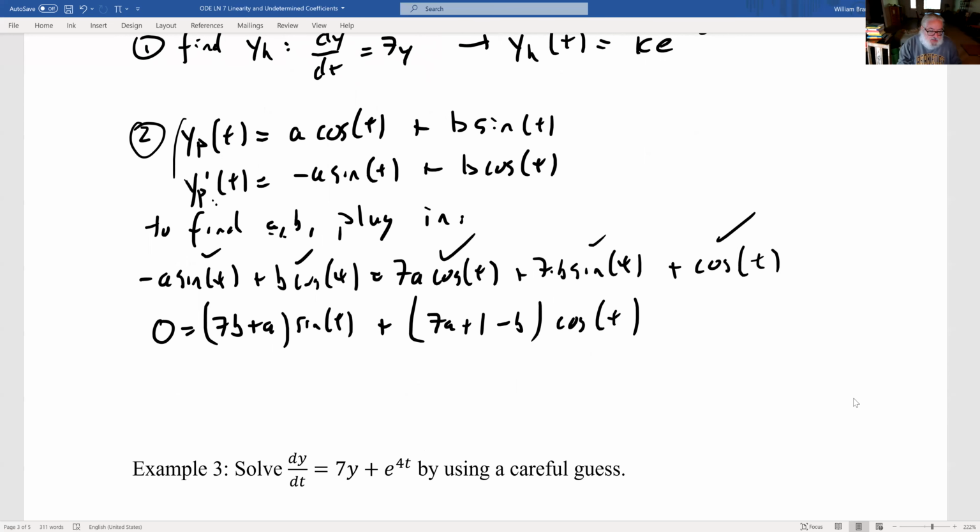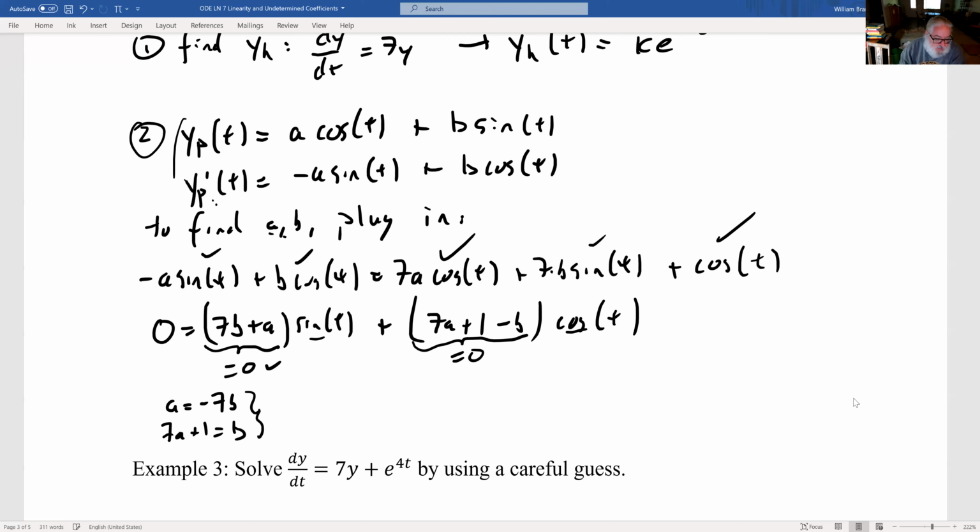Great. So what does that tell me? Well, if 0 is equal to something involving sine t and cosine t, that means that no matter what t I pick, this has to be true. So what that means is that this coefficient has to be 0, and this coefficient has to be 0. Great, so what does that tell me? That tells me that a equals minus 7b, that's this equation, and also that 7a plus 1 equals b.